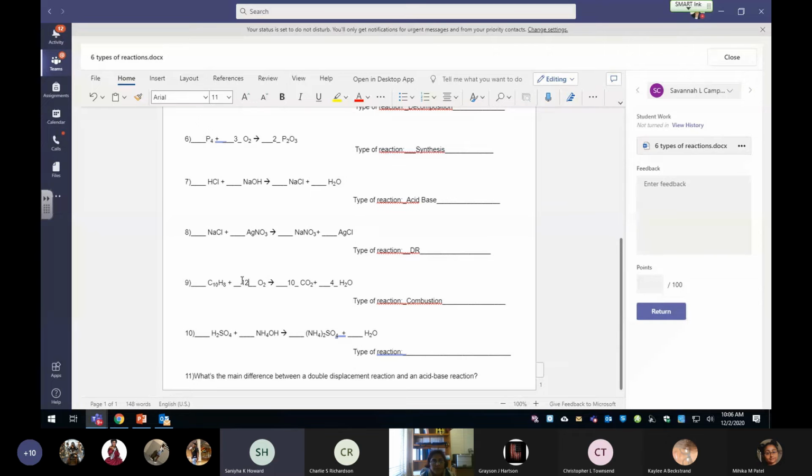What was the first number? What go in front of C10H8? You can see my screen, right? Oh yeah, but I have my own thing pulled up. Okay. So C10H8 plus 12O2 will give you 10 CO2 plus 4 H2O.